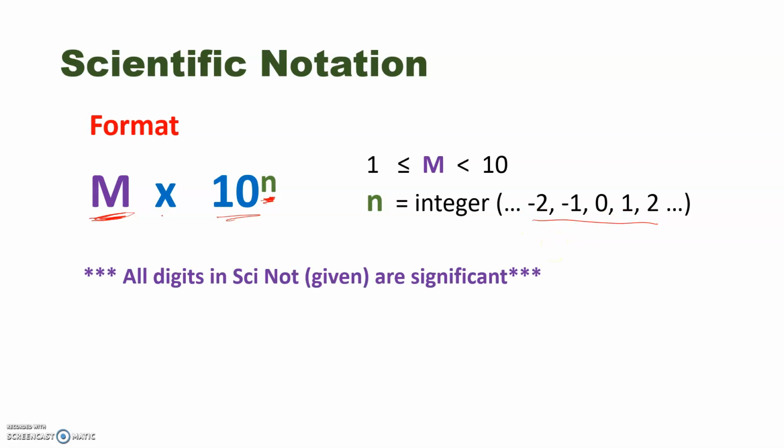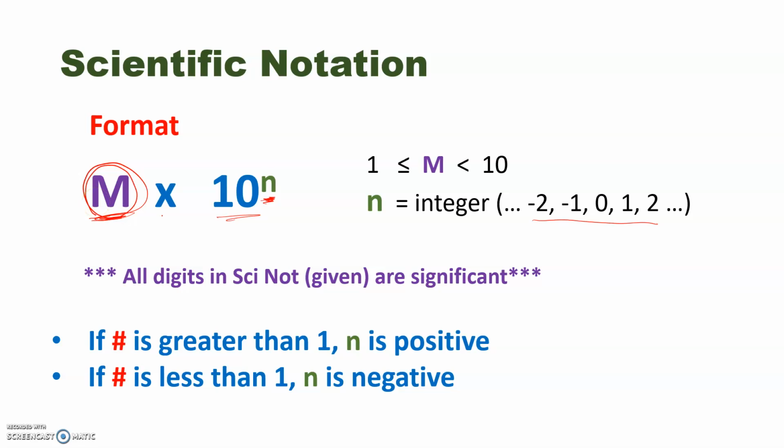So let's move on. Now, this isn't going to make a whole lot of sense at this point, but save this for later. All digits in scientific notation are significant. So when you look at a number in scientific notation, all the numbers here, you count them, they're all significant. Again, that'll make more sense later.